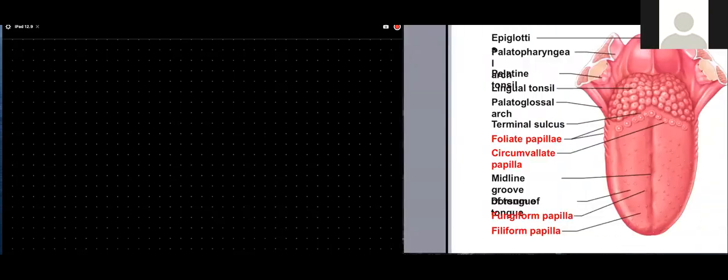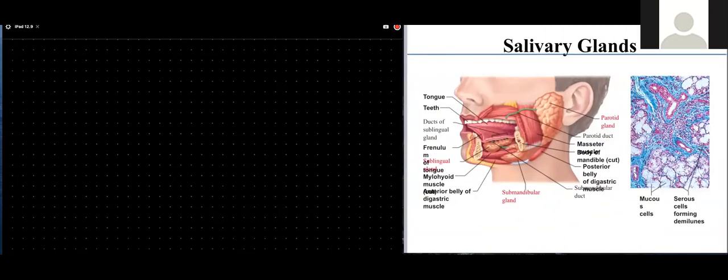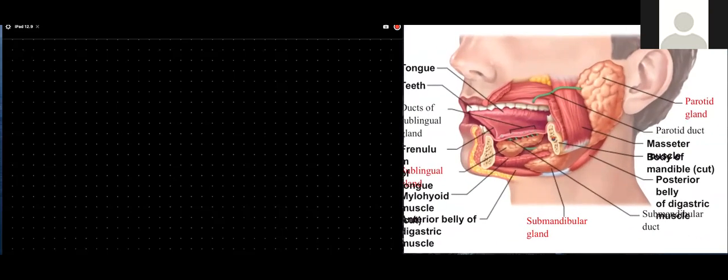If we're looking here, three pairs of salivary glands. We've got the first one, this is the parotid gland. It's going to be conducting its salivary secretions through the parotid duct. Located below the tongue, we've got here, this is the sublingual gland, and underneath the floor of the mouth, this is going to be my submandibular gland.